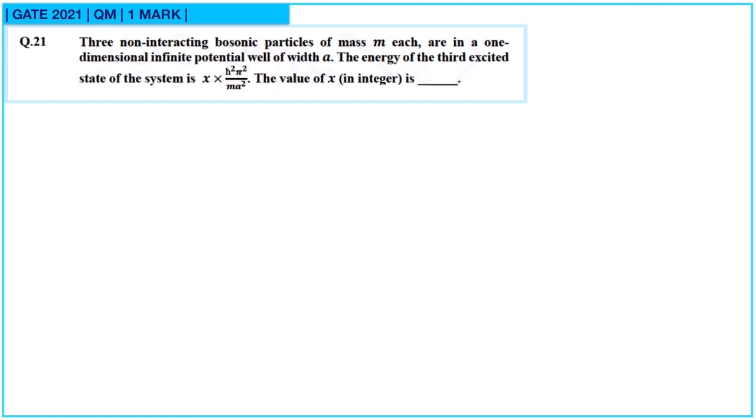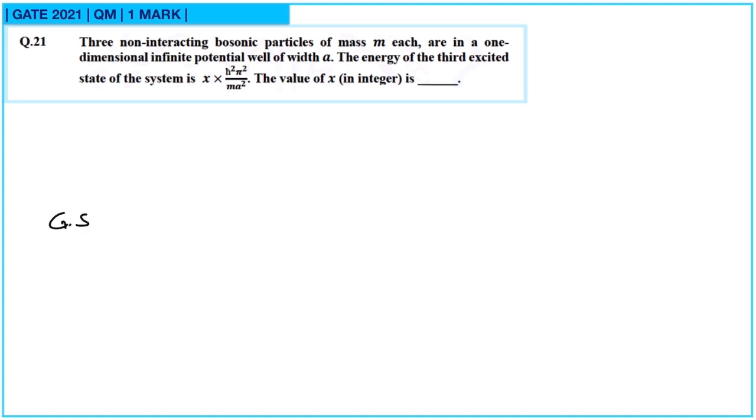Next question. 3 non-interacting bosonic particles of mass m each are in one-dimensional infinite potential well of width a. The energy of the third excited state of the system is x into h cut square pi square upon m a square. The value of x is. Now we have to find out energy of the third excited state.